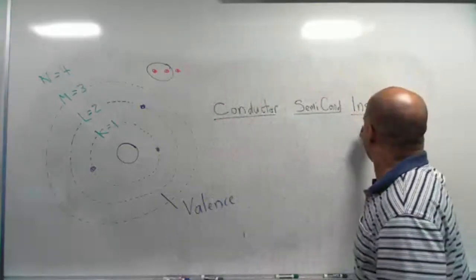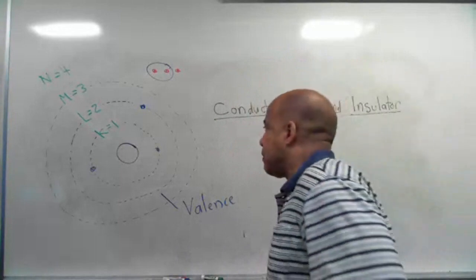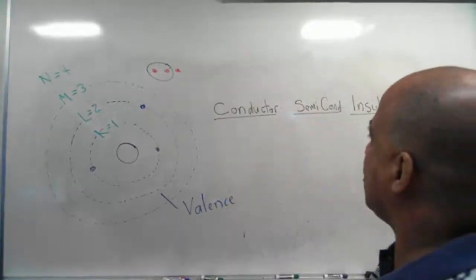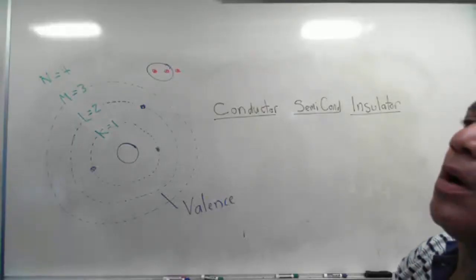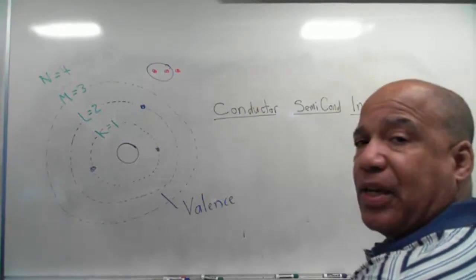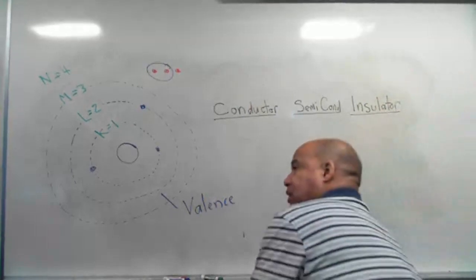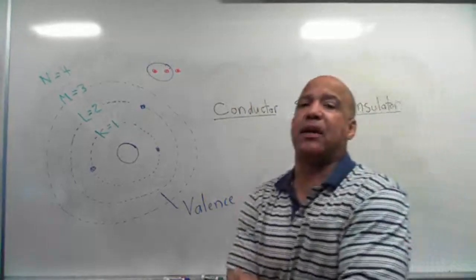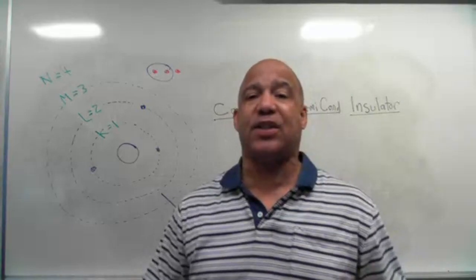Whereas on the other end, I have insulators. So give me an example of an insulator. Any material that you think is an insulator. Rubber. Say it again. Rubber. Rubber's a really, really good insulator. Plastic is an insulator. Wood is an insulator. Vinyl is an insulator. Glass is an insulator. There's a lot of materials that won't conduct electricity easily.